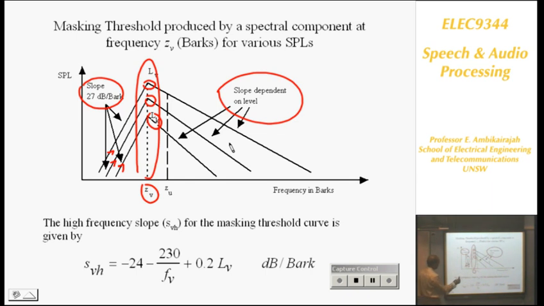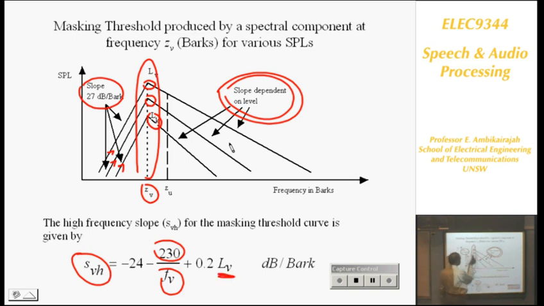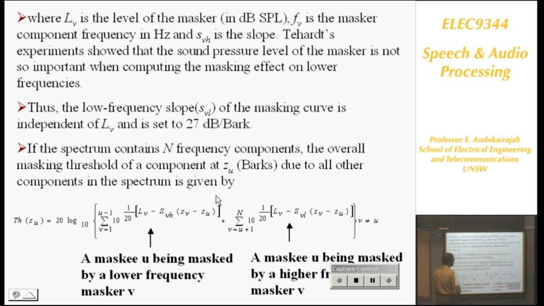So as the level increases, this slants that way. And his equation was, the slope for this equation is given by S_VH equal to minus 24 dB minus 230 divided by f_V, where f_V is the center frequency you're talking about, plus 0.2 L_V. High frequency slope, yes, and L_V is the level. So this is your slope, that slope or that slope or that slope. And when Terhardt worked out the equation eventually, L_V is the level of the masker, f_V is the masker component, and S_VH is the slope.